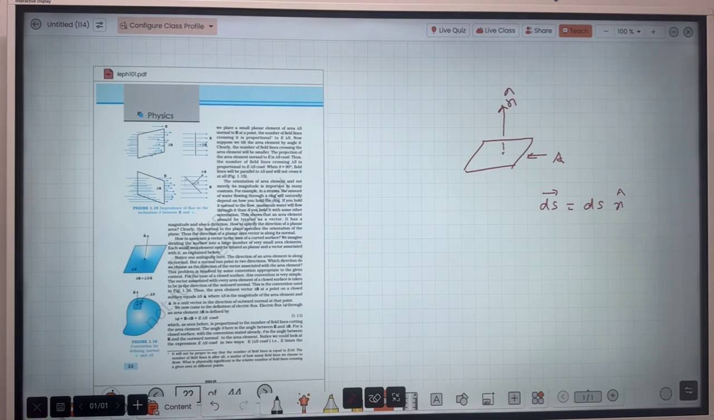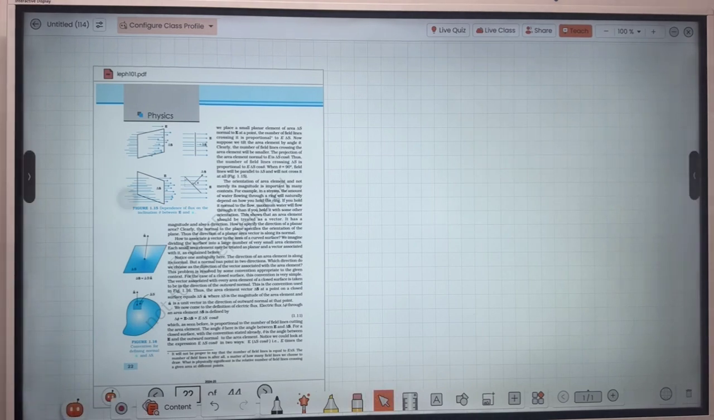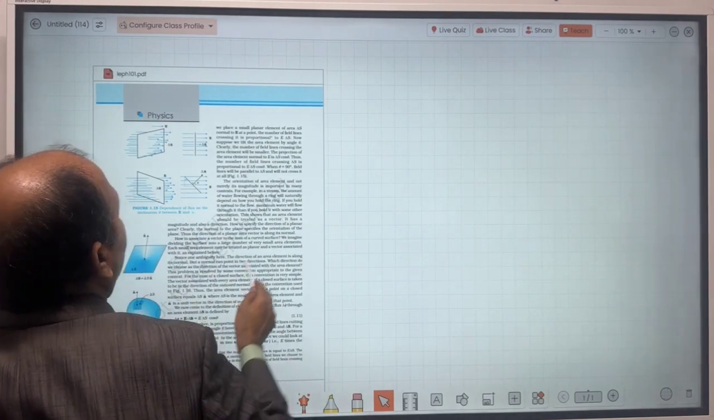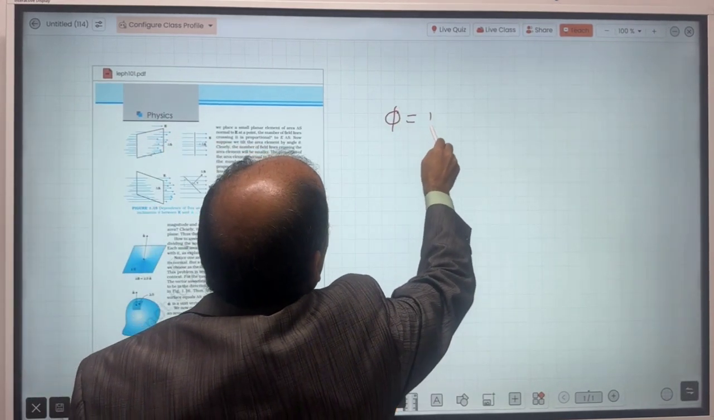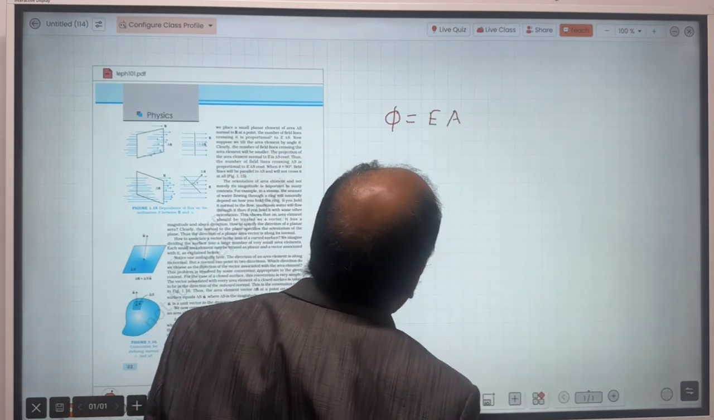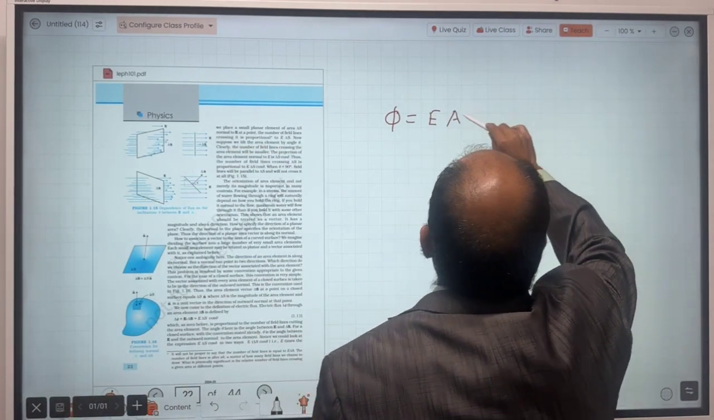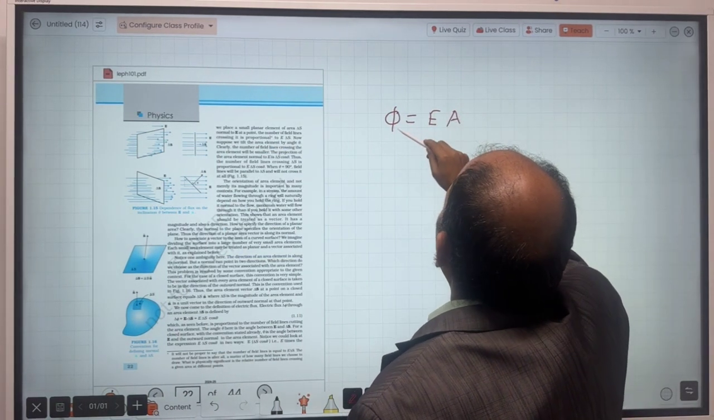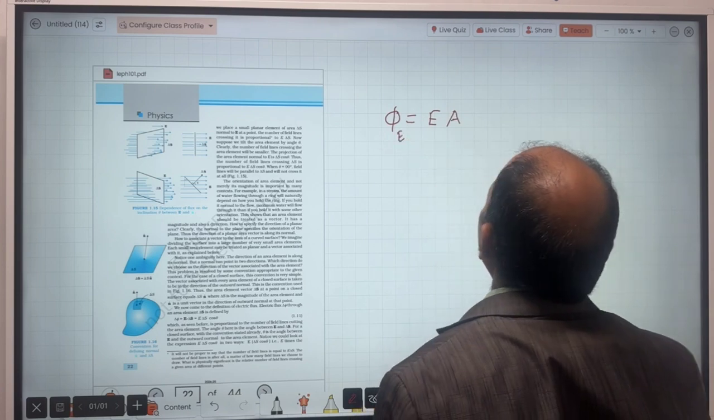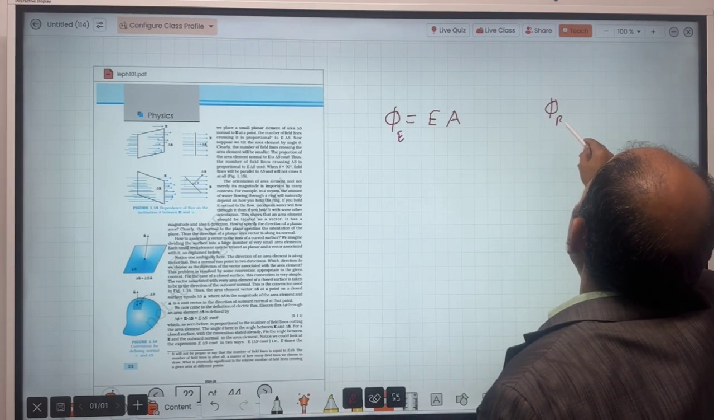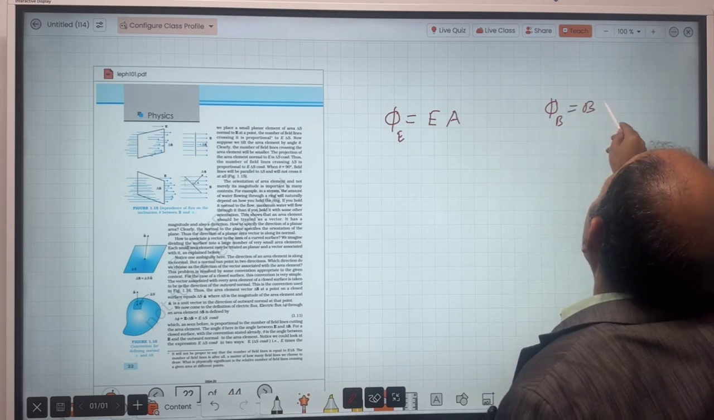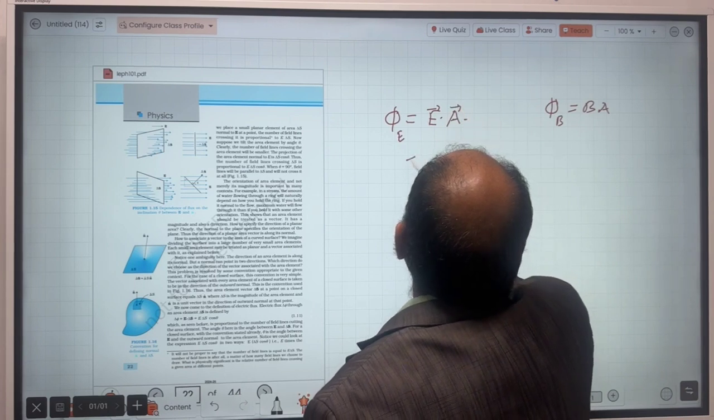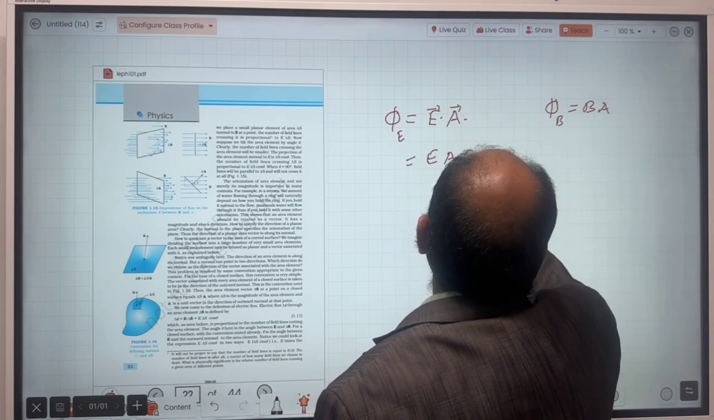Here our concern is to calculate the electric flux. Electric flux is denoted as phi. Phi is EA. Here EA cos theta we will consider later, but for now we are taking just EA so that we can find the unit of flux. We can also write phi E. In the case of magnetic flux, we will use phi B, which will be equal to BA. Although, as a dot product, it is E dot A, so EA cos theta.